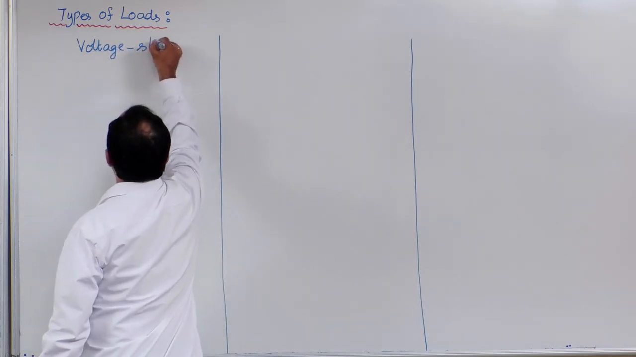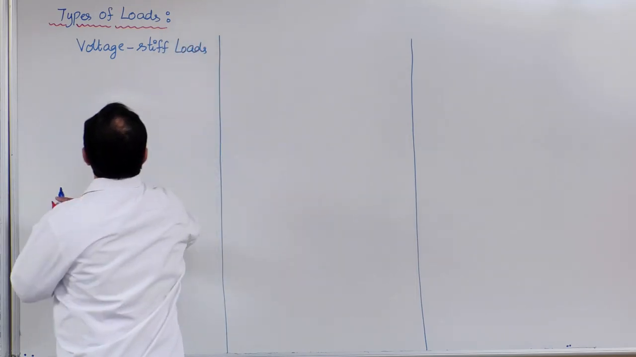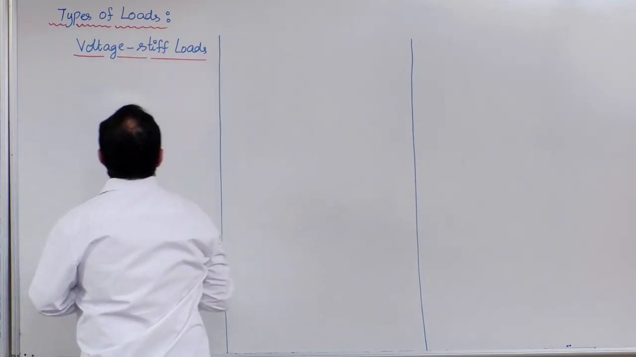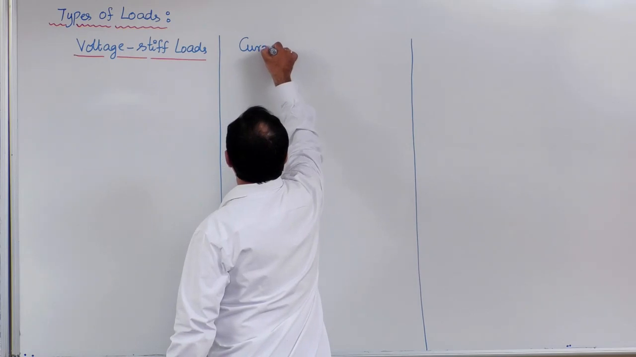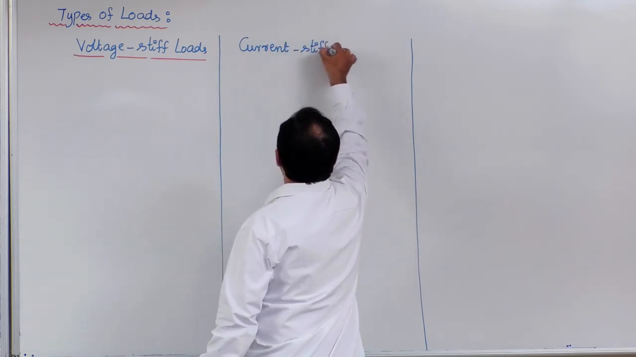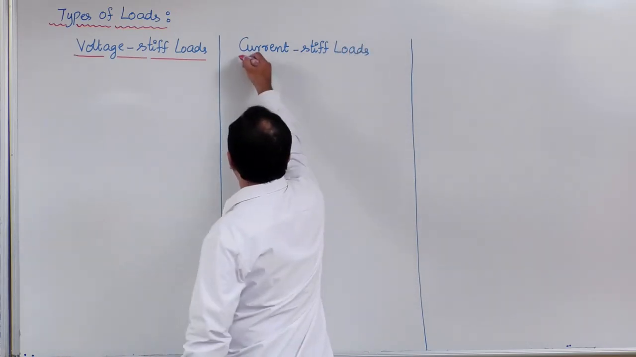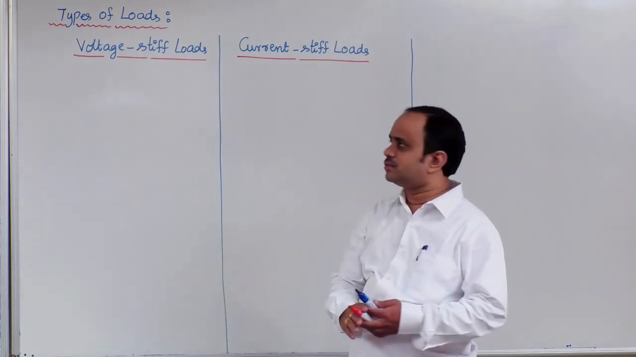One is voltage stiff loads. Okay, and the second one is current stiff loads.